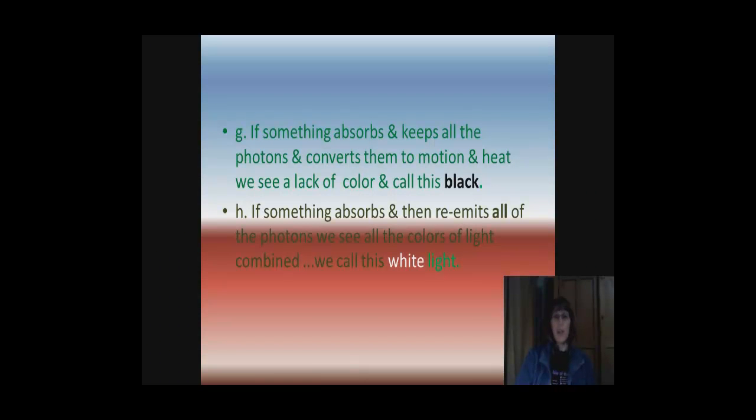Letter G. If something absorbs and keeps all of the photons and converts them ultimately into motion and heat, what we see is a lack of color. Now we're talking light, right? A lack of color, and we say this is black. There's nothing being re-emitted. We see it as a black color. Letter H. If something absorbs and then re-emits all of the photons, we see it as white light.